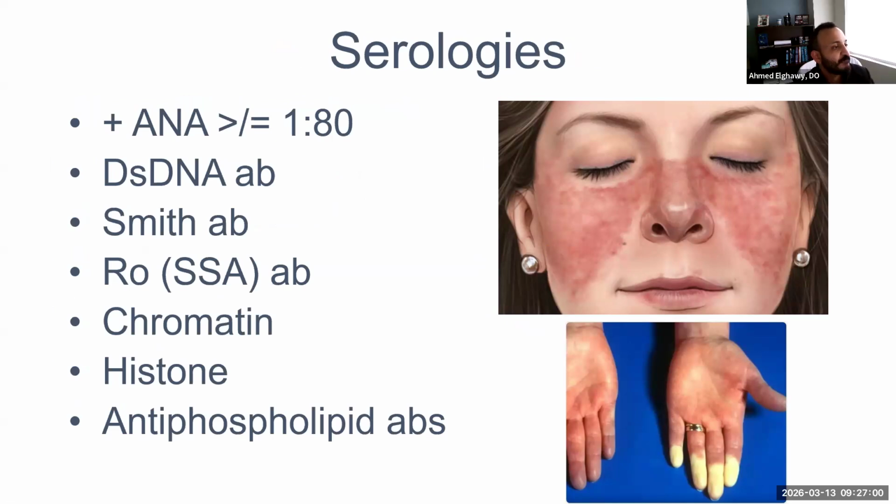a rheumatologist. The serologies, they may have a positive ANA, double-stranded DNA, Smith, SSA, chromatin, histone, antiphospholipid. These are all antibodies that we would typically see in those with lupus. This is the Raynaud's that I was talking about with cold exposure. The reason why this is important is in young athletes, if they play outside, especially in the fall or in the spring, this can be quite debilitating.